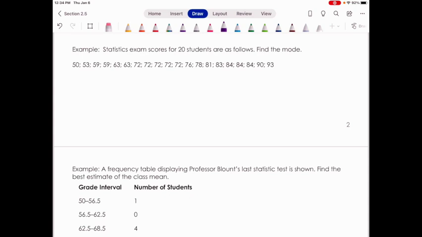Like in this case, the data set is small enough that when I look at it, I can see that 72 occurs 5 times here. I don't see any other data value that occurs more than 5 times. So this one is easy to just eyeball. So I would say in this case, the mode is 72.